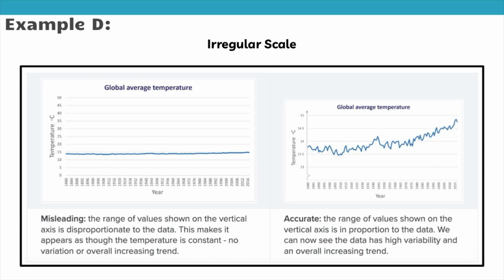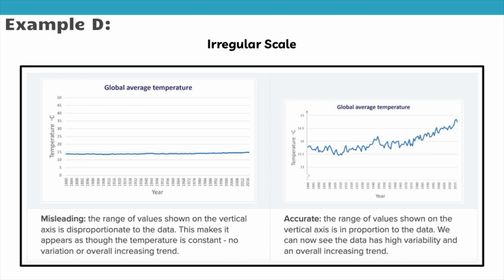So another way that people use misleading data is to have an irregular scale. The misleading data is on the left, and we're talking about global average temperature, and the range of values shown on the vertical axis is disproportionate to the data. You can see the years are going from 1880 to 2016, okay, but they're jumping the temperature by 5 degrees each time on the left. This makes it appear as though the temperature is constant, so no variation or overall increased trend, because temperature globally hasn't gone up a massive amount or 5-degree swing over time, or we would significantly experience that.